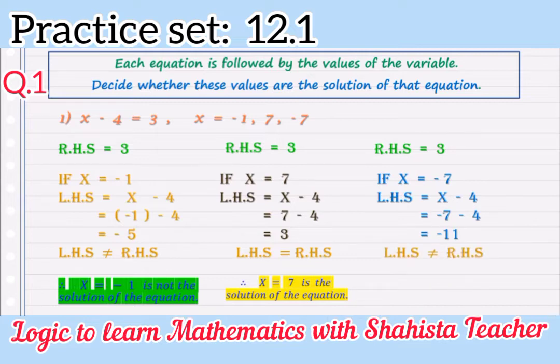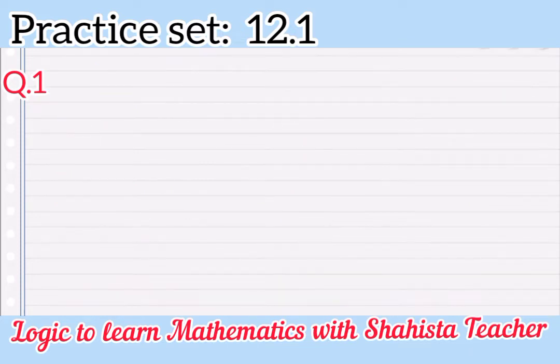So LHS is not equal to RHS. Therefore x is equal to minus 7 is not the solution of the equation. Is that clear? x is equal to minus 7 is not the solution of the equation. So simple and easy to solve this kind of sum.